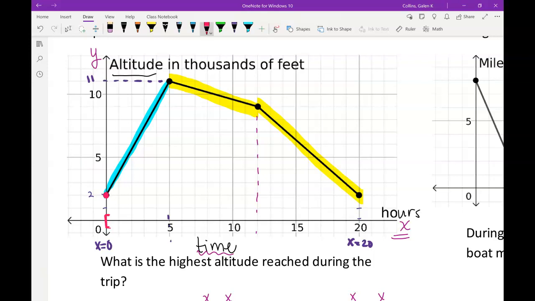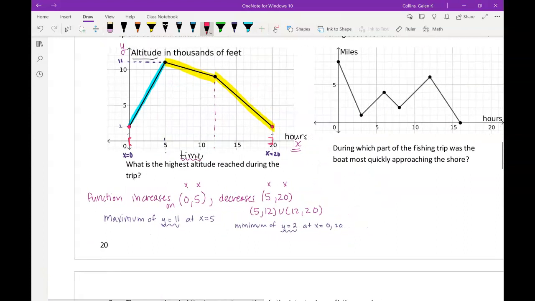All right, and then as I look at my graph, I don't have any domain interruptions, meaning there's not a break in the graph or anything. So all the way over to 20, that's where my domain ends. And again, because I have a closed circle there, I want to go right through the 20. So my domain is going to be from 0 to 20, and I use brackets to include those numbers.